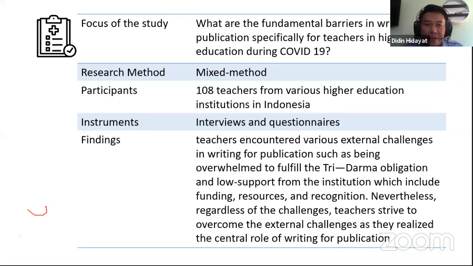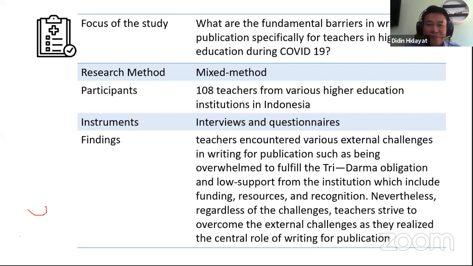And then the next one is the recognition itself. Usually when teachers have published their article, sometimes there is little recognition of what they have done given by the institution. But nevertheless, regardless of the challenges that they face, they still strive to overcome the external challenges, because they still believe that writing for publication is one of their obligations that they need to undertake. Especially, teachers cannot get a promotion to a higher rank if they don't do publication. So there is pressure as well from the government that requires teachers to always combine the three dharma of higher education, and sometimes this puts a little bit of pressure on the teachers.